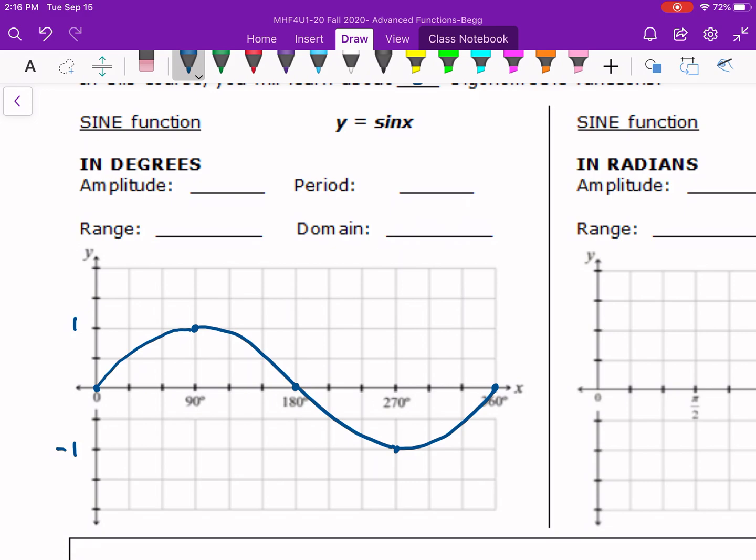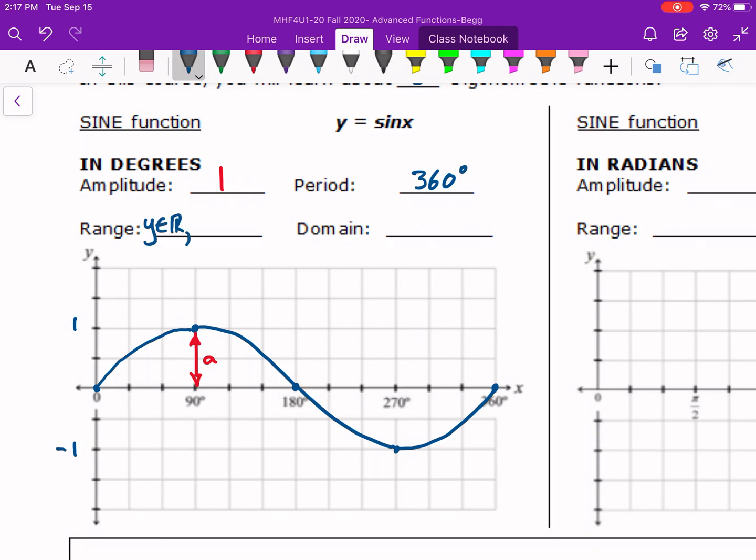Remember what the amplitude is? The amplitude is the distance between the axis of the curve and the maximum or minimum point. And so in this case it's 1. The period is the length of one cycle. So you can see here that one cycle before it repeats is 360 degrees. The range is going to be what values are allowable. So it is all real numbers again. So y is a member of the set of real numbers.